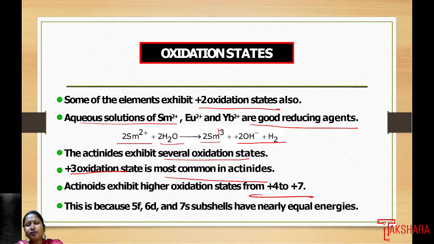See, the higher oxidation states that actinides exhibit are from +4 to +7. This is because 5f, 6d and 7s subshells have nearly equal energies. So why do most of the actinides exhibit higher oxidation states from +4 to +7? Because the 5f, 6d and 7s subshells have nearly equal energy. So since these 3 orbitals have nearly equal energy, we can commonly see elements with +4 to +7 oxidation states in the actinides.